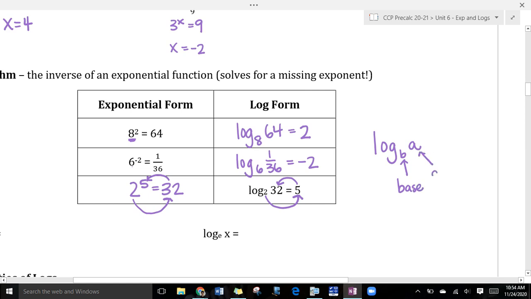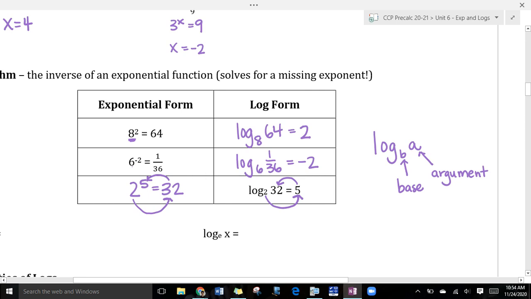A is called the argument. I always forget if there's an E here. That looks funny. I'm going to take it out. So I'm going to assume there's no E in argument. Although that looks funny too. Whatever. Okay. So log base B of A. So base B, argument A.